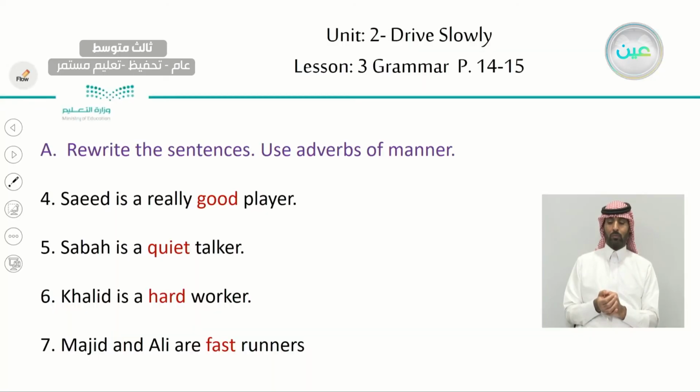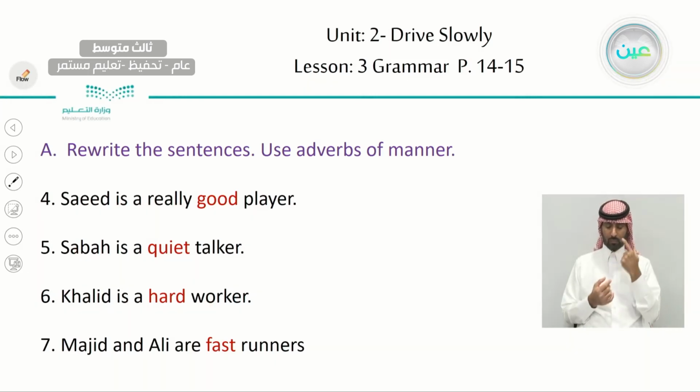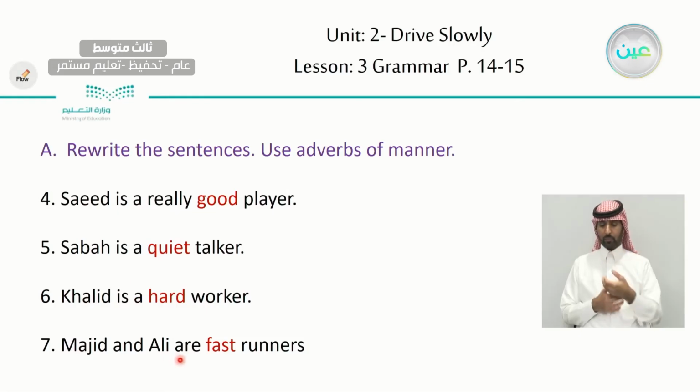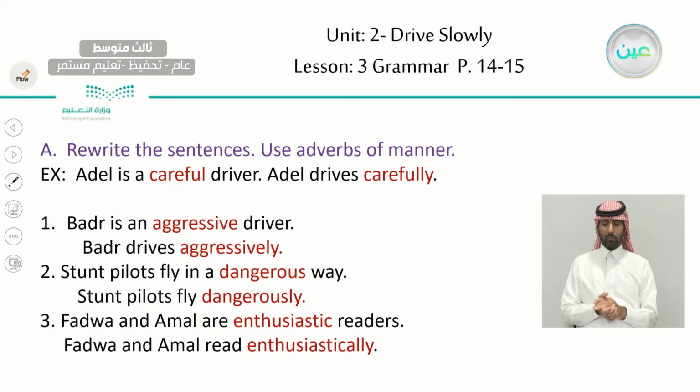Also here we have Saeed is a really good player. Sabah is a quiet talker. So Sabah talks what? Khalid is a hard worker. Khalid works what? Majid and Ali are fast runners. So Majid and Ali run what? Try to complete it using the adverbs of manner. Let's see the answers together.